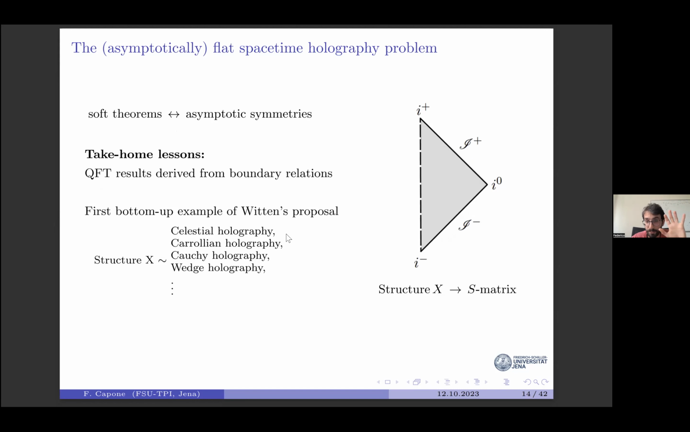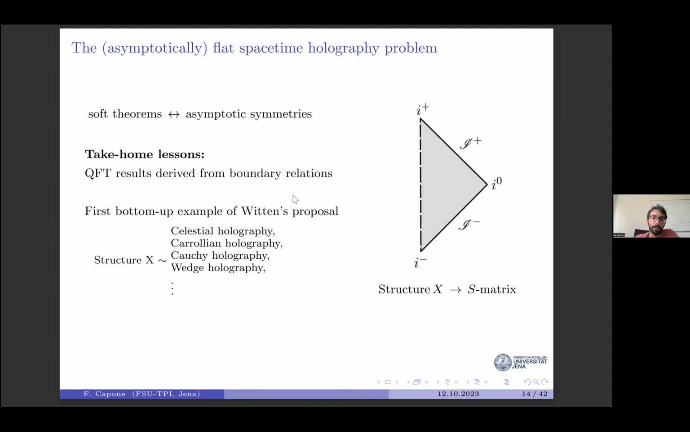I'm not going to discuss any of these proposals in detail, but I will now give you my point of view, which I believe is the point of view of the broader community. If you wake up tomorrow morning and say, I have a nice idea, I have a model for flat holography in which this structure X is based on potatoes and tomatoes.